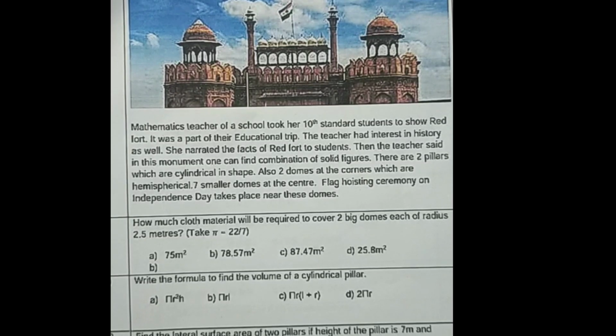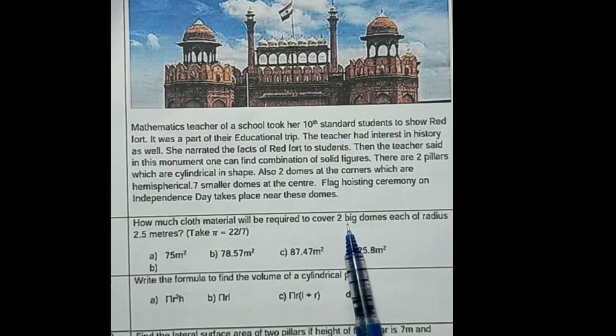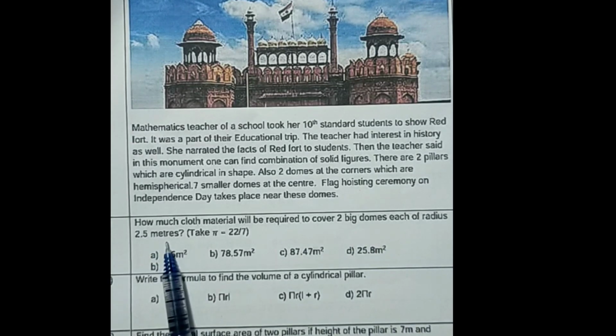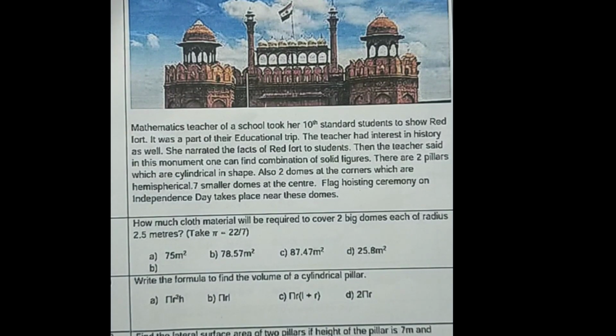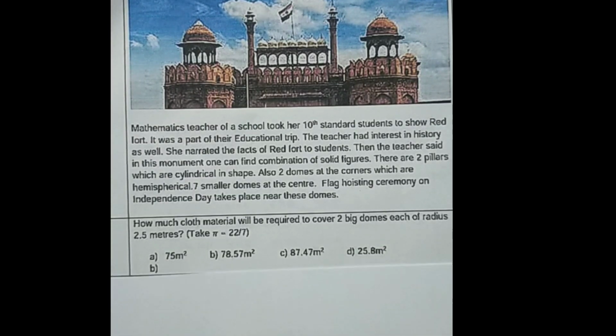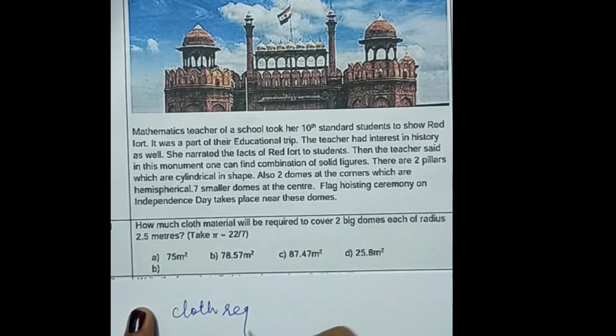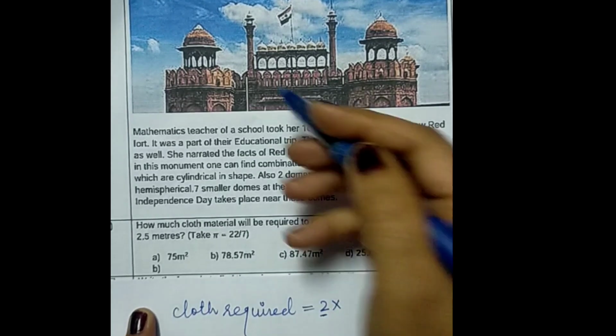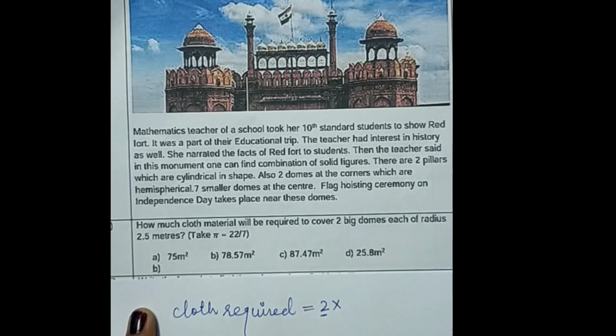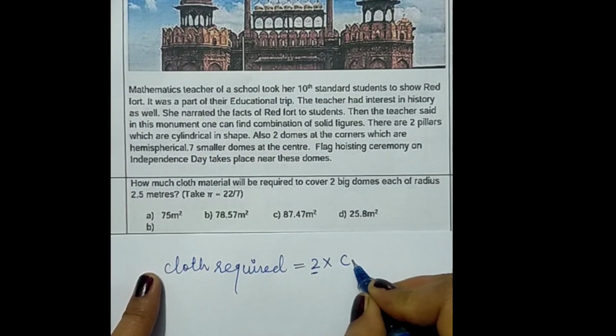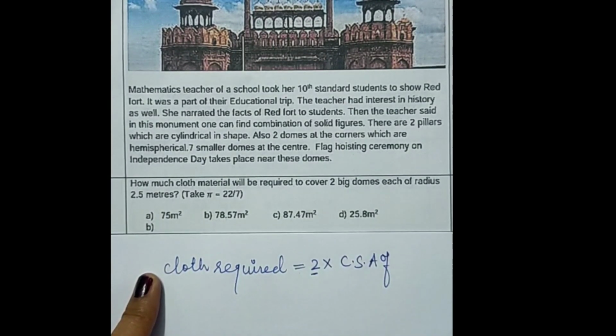So let's start. We have been given 2 big domes, each of radius 2.5 meters. That means we are going to find out the CSA of a hemispherical dome. Radius is given to be 2.5 and there are 2 big domes, so we are going to multiply it by 2. So cloth required is equal to twice the CSA of a hemispherical dome. Why have we taken 2? Because there are 2 domes and they have the same dimensions.